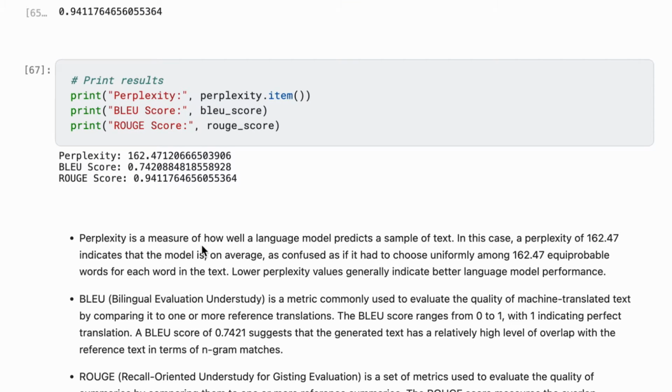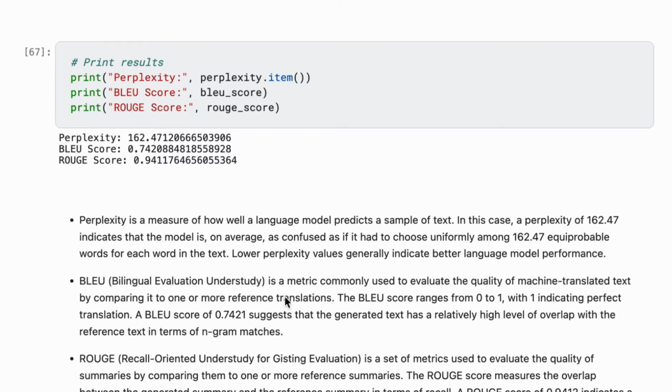So it means that perplexity is the measure of how well a language model predicts a sample of text. In this case, the perplexity of 162.47 indicates that on average the model is as confused as if it had to choose uniformly from 162 equiprobable words. So it has to choose from 162 combinations for each word in the text. If your perplexity is as low as it can be, your model can be as great as it can be.